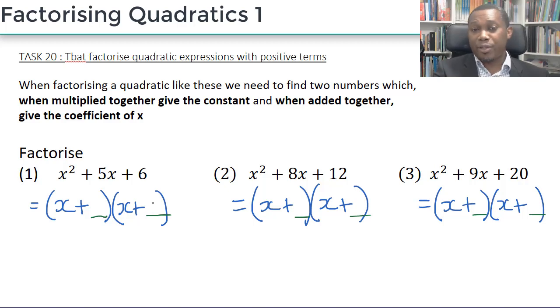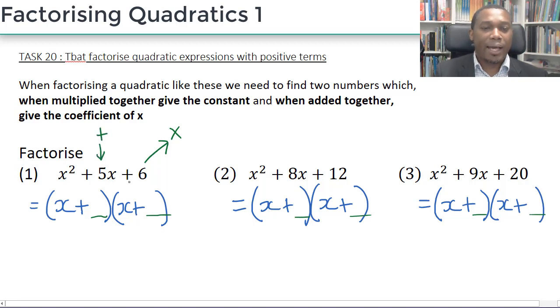And you can pause and read and do it for yourself. See if you understand the reading as opposed to listening to me. That's really great if you do that. But really, multiply together to give the constant. So I'm thinking two numbers. I need to multiply to get the 6, and the same two numbers I need to add to get the 5. Two numbers. I'm thinking I need to multiply to get the 12. I need to add to get the 8.